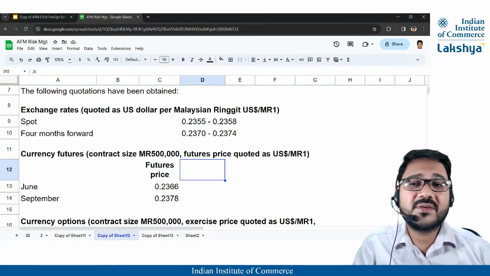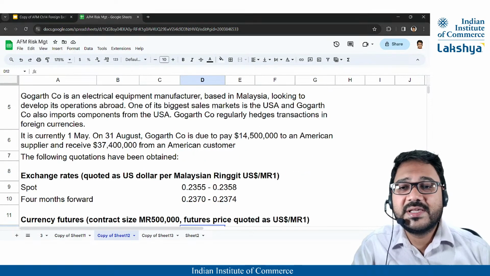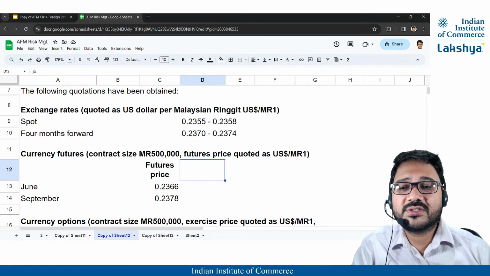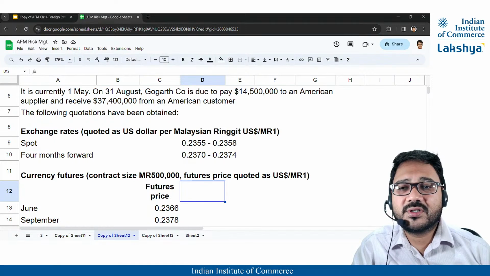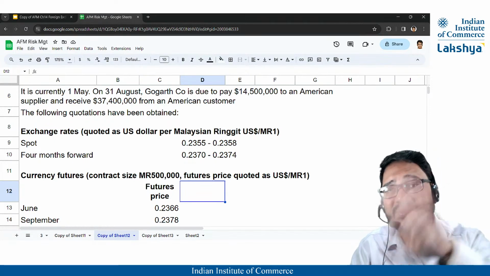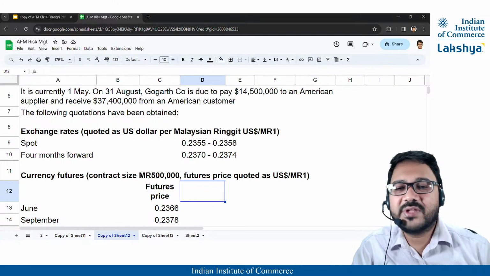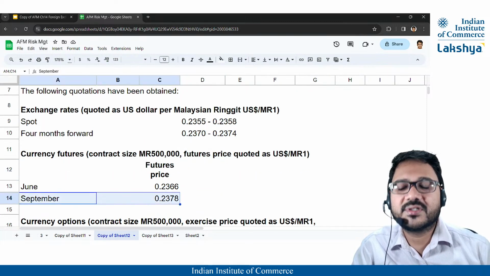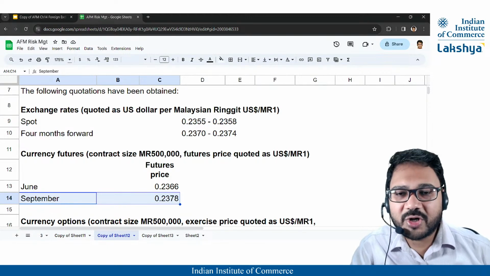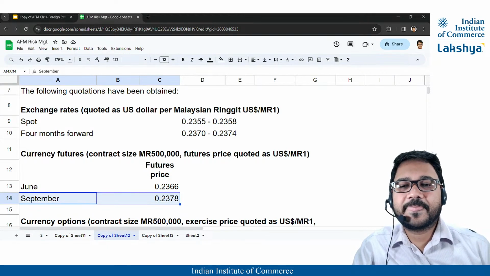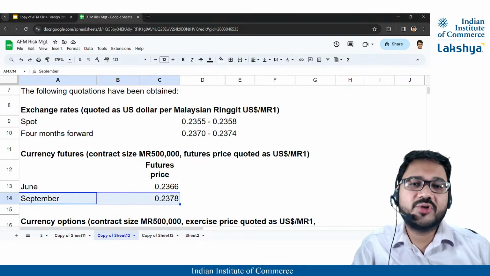The expiry will be immediately after the settlement date. Settlement date is 31st of August. So after August, May, June, July. So June comes before August. That means September is the one that we will have to go with, immediately after the expiry. The September contract.